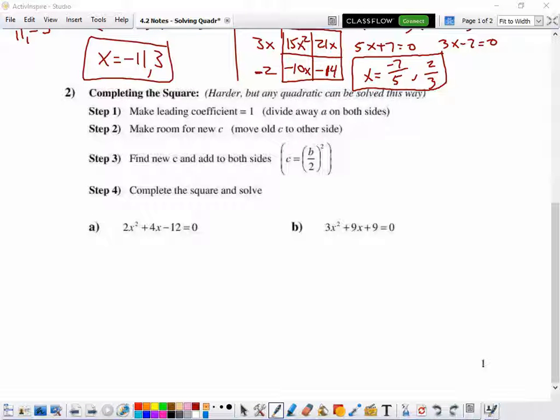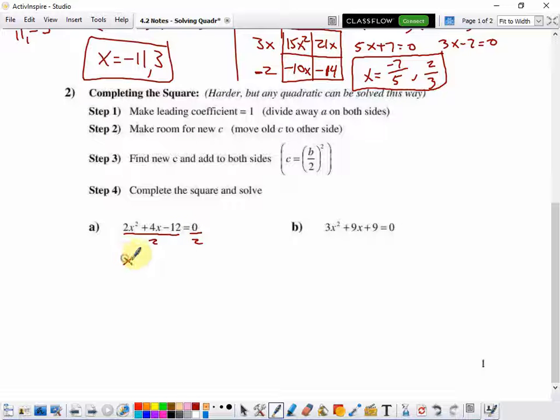We're continuing to solve quadratic equations, and now it's time to solve by completing the square. It's a little bit more difficult, I think, than factoring, but the benefit is any quadratic can be solved this way. So our first step is to make the leading coefficient 1. Here in A, we've got a leading coefficient of 2, and I need to get rid of that, and what I'm going to do is divide everything by 2.